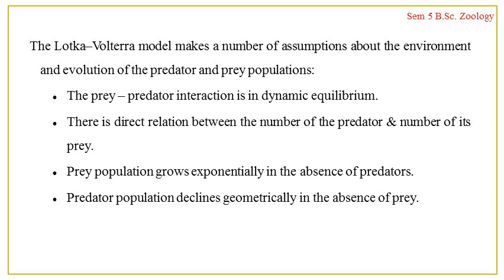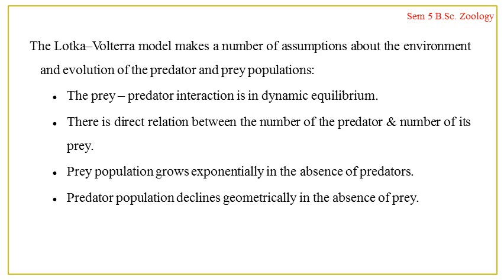That is, whenever there is an increase in prey population, a corresponding increase in predator population is also found. Obviously, it may take some time to develop that increase in population size, but the prey population increase always corresponds with a predator population increase. And the second one is that there is a direct relation between the number of the predator and the number of its prey. In every ecosystem, whatever the predator and prey pair, we can see a direct relation between their population sizes.